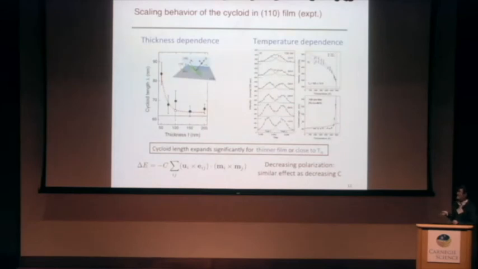At the end, I want to show you the scaling behavior of the cycloid on a 110 film. And these are experimental results with neutron diffraction. So what is found is that the cycloid period increased significantly with thinner film thickness or with the increase in temperature, in particular approaching the Néel temperature. So this is the thinner thickness and increase in temperature.